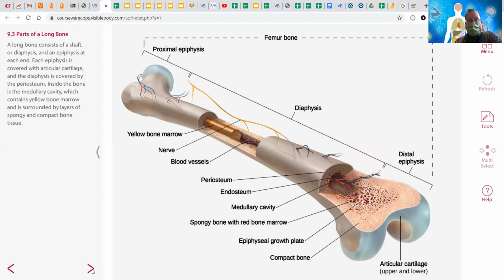That's it. So for the rest of today, you can do whatever you want. You're free to do whatever you need to do. You can take a break. You can work on Visible Body stuff. You can look at the skeletal system and the bones.